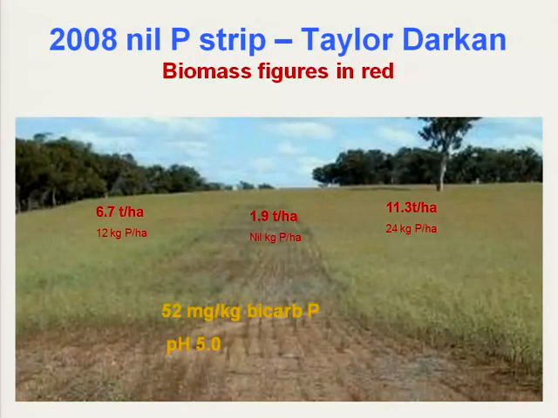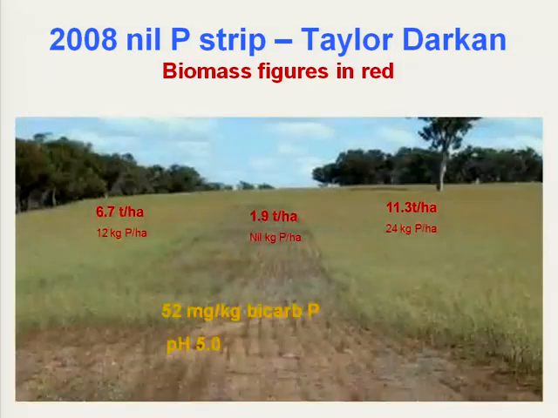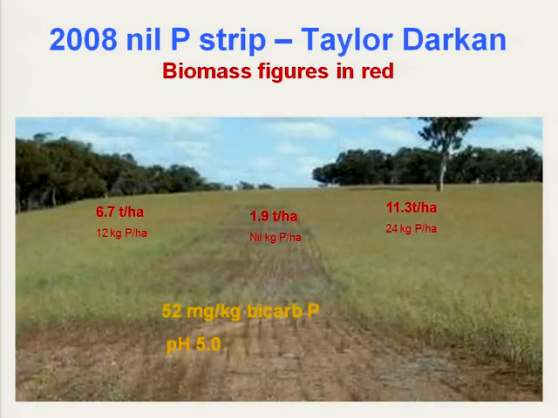and that's the sort of thing we're looking at there, 52 parts per million. And here the farmer's left his phosphate off. I've got biomass figures there, 1.9. Over here at his normal rate, which was about 12 down the spout, 12 P down the spout, 6.7, and over there 11.3. A linear response to phosphate at 50 parts per million is so counterintuitive and so ridiculously wrong that we had to look into it.